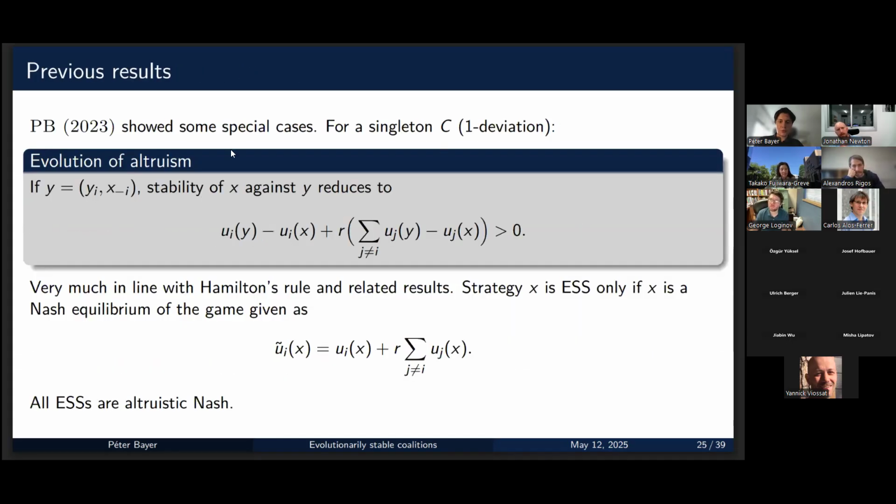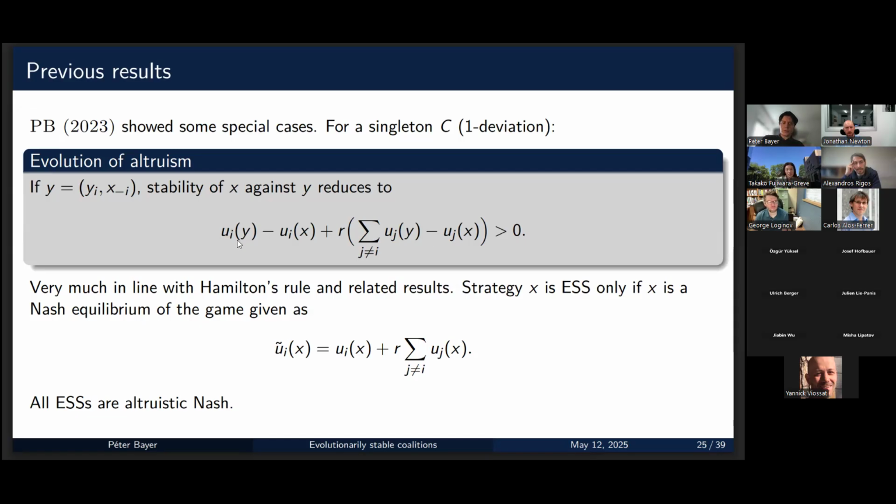So just to show you some simple cases of what this implies, if C is a singleton, that means the difference between Y and X only appears in one coordinate. In this case, that coordinate is I. So only one type changes. Then this Y invades my X if and only if this weak inequality is true.